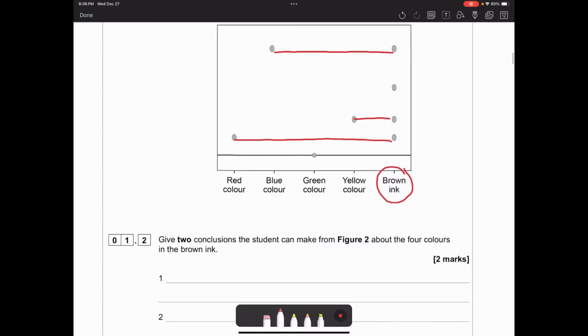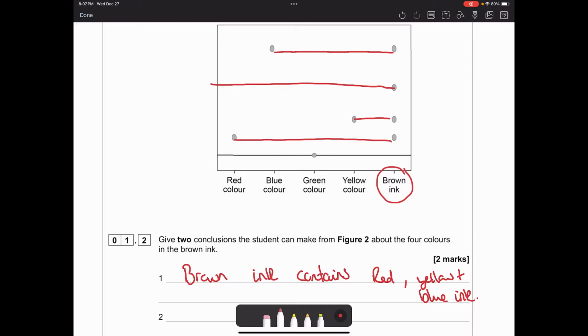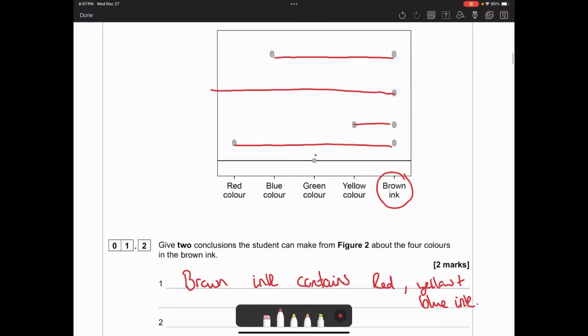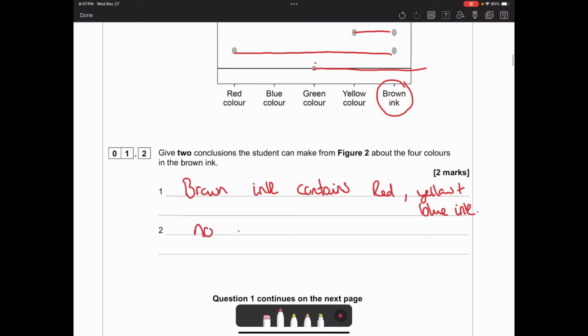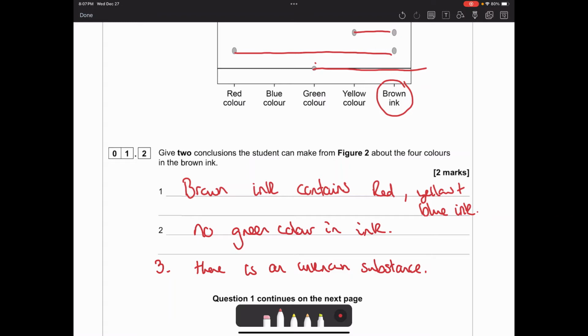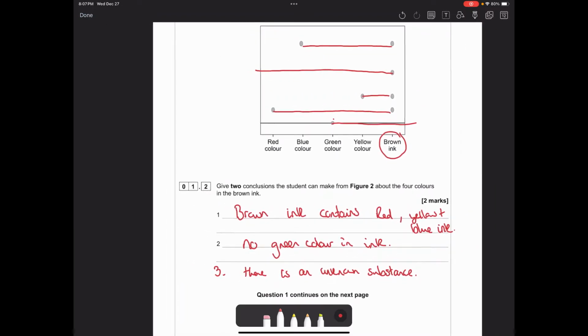So I could say brown ink contains red, yellow and blue ink. Okay, it does not, or it doesn't have one substance it contains that doesn't match with anything, and it does not have any green. So I could say there's no green colour in the ink, and I could also say that there is an unknown substance in the ink. Okay, so that's 3 conclusions there. You only needed 2 of them.